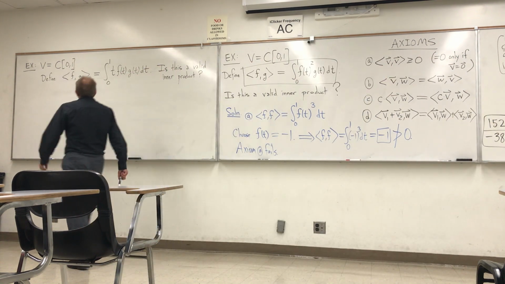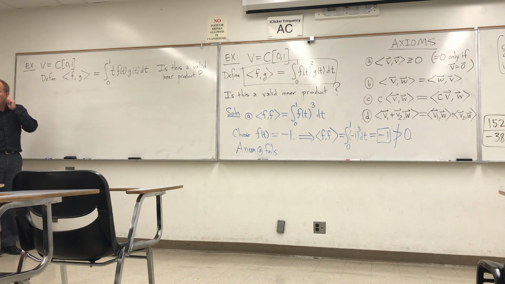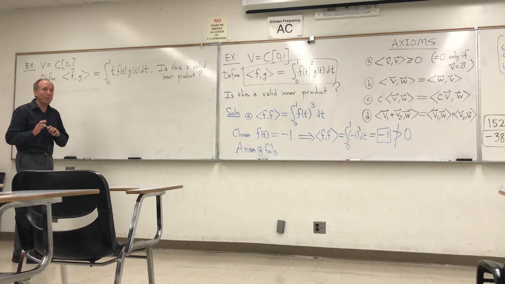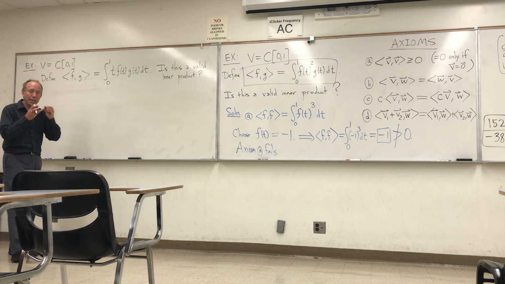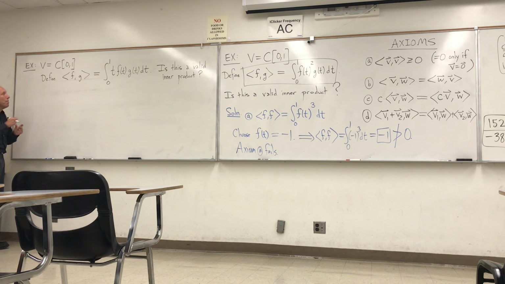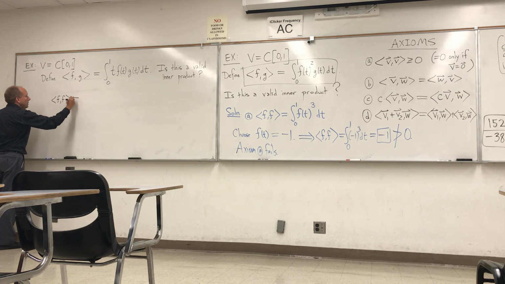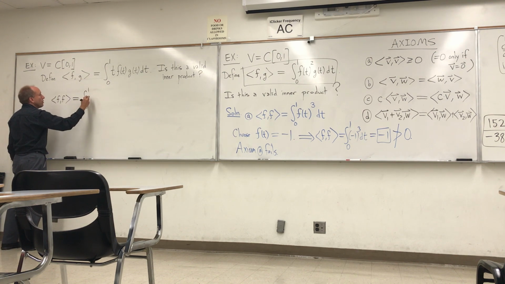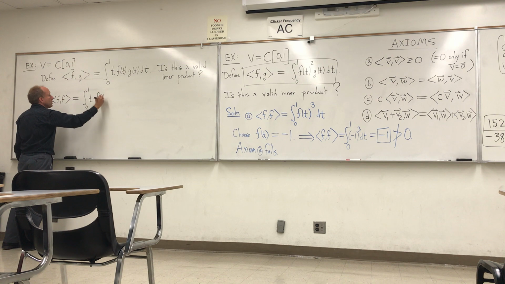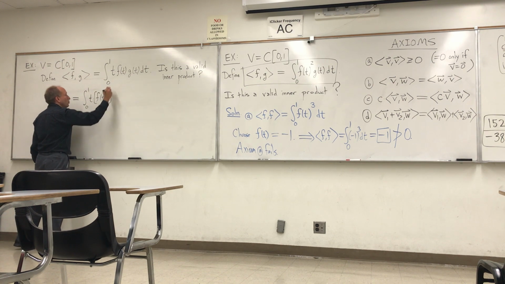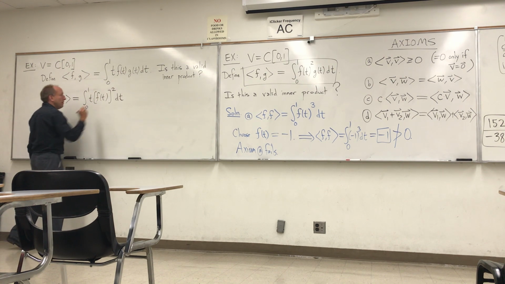Well, if you look at that first axiom again, I'm going to do this somewhat quickly because I think we have like 10 minutes left and then we probably should get out of here before we end up in the total darkness. If you look at that first axiom here, f with f, what you're going to have here is an integral from 0 to 1 of t times f of t squared dt.